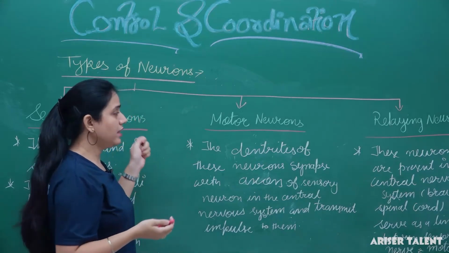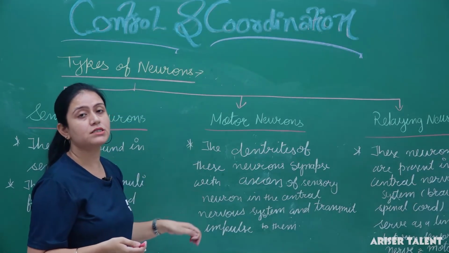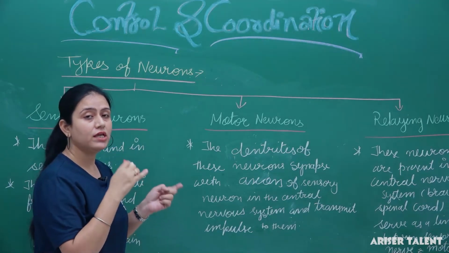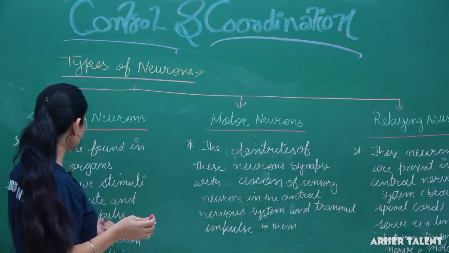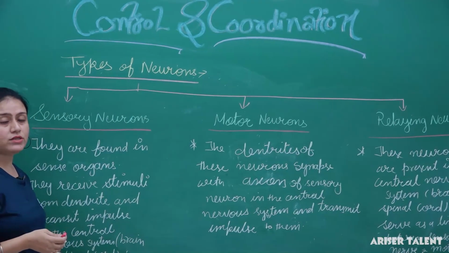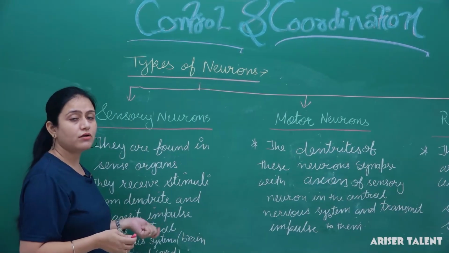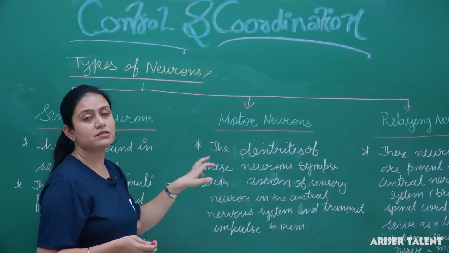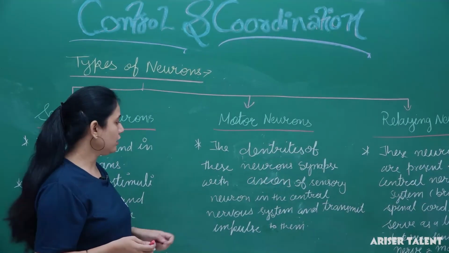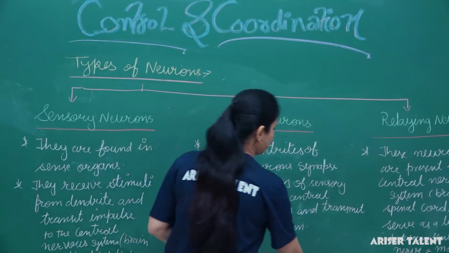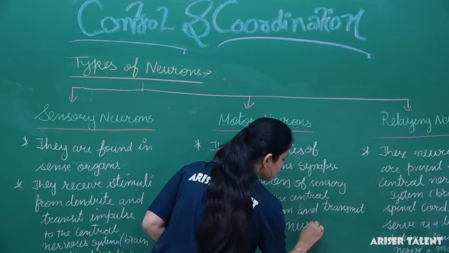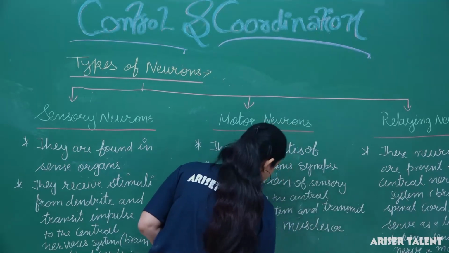Then they pass the impulse to the muscles or glands from the central nervous system. Why? Because the sensory nerve is passing the stimuli to the central nervous system, so now from the central nervous system, these motor nerves will pass the stimuli to the muscle or gland.